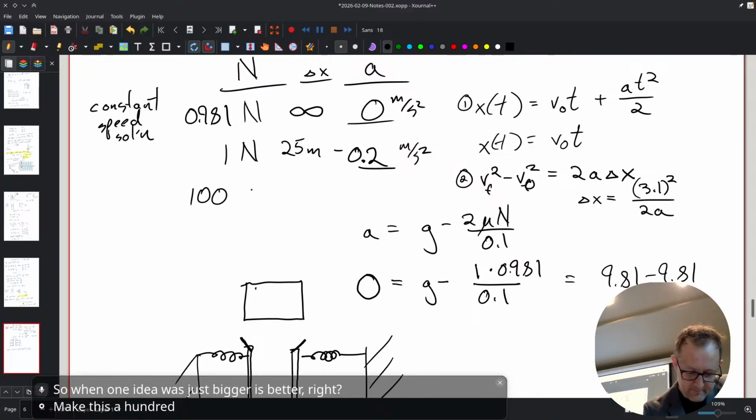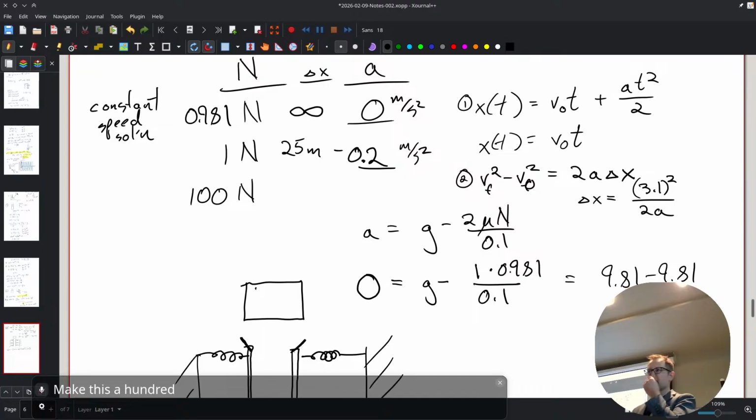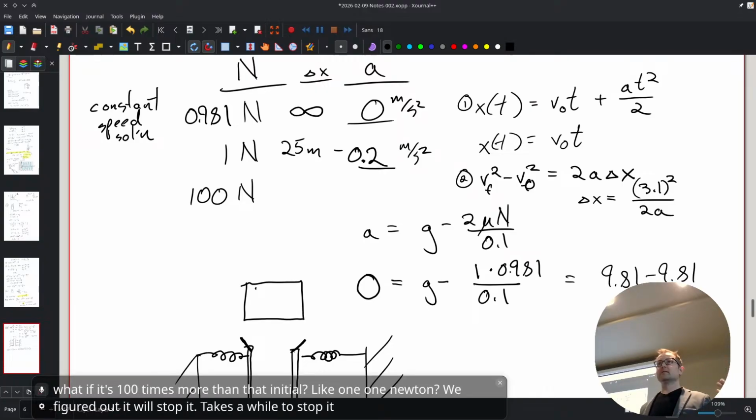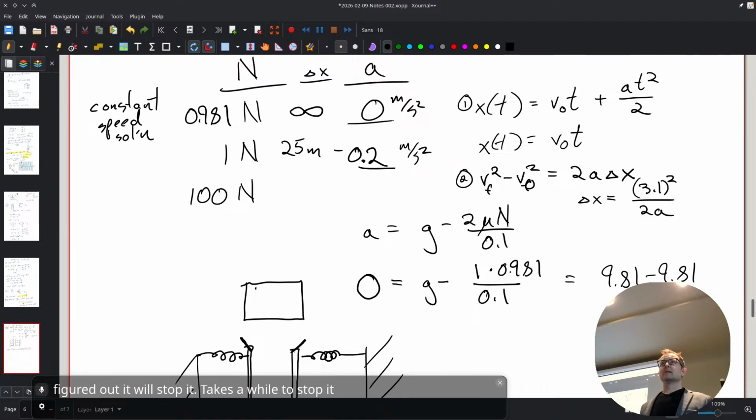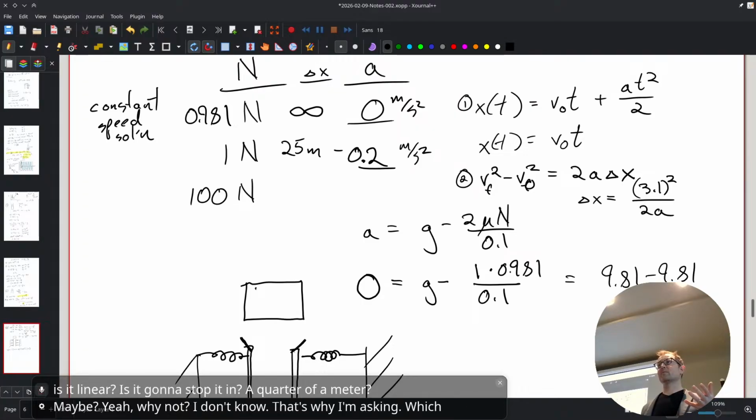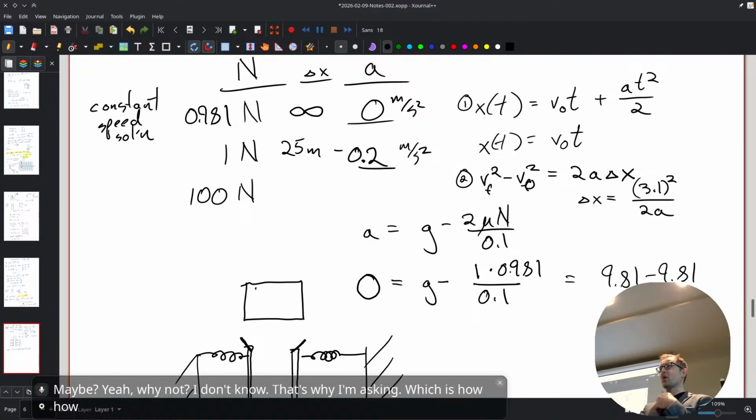Make this 100. What if it's 100 times more than that initial one Newton? We figured out it will stop it. It takes a while to stop it. Is it linear? Is it going to stop it in a quarter of a meter? Maybe, yeah. Why not? That's why I'm asking. How far will it go, and how long does it take to stop if we make it 100 times that force?